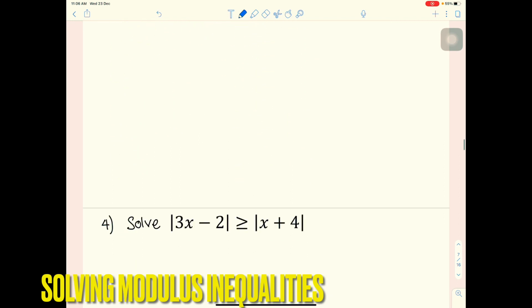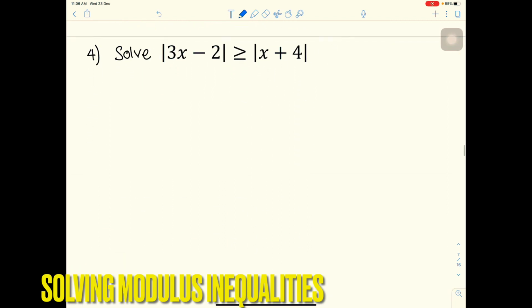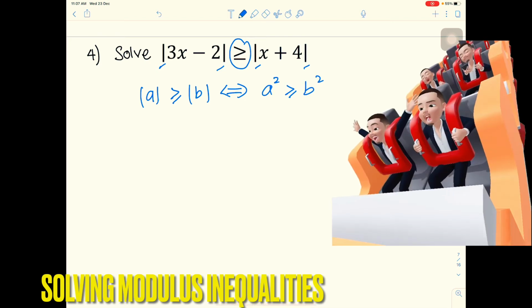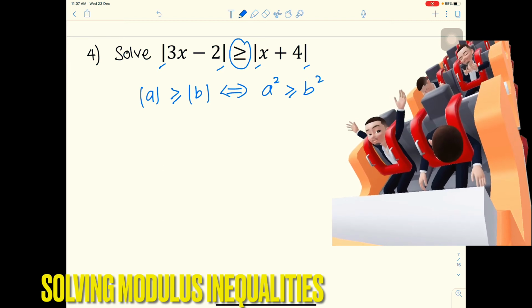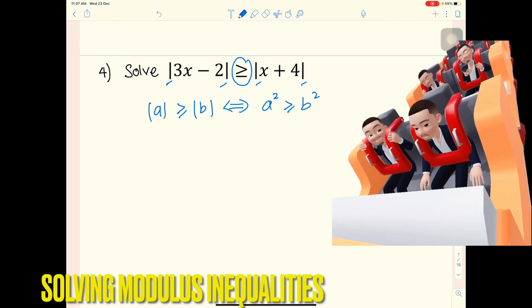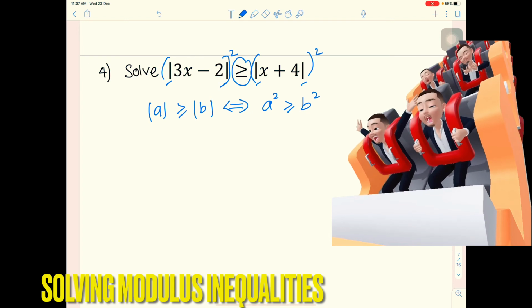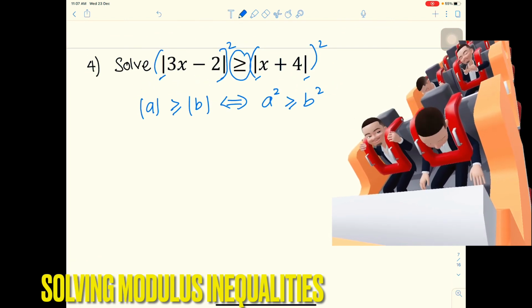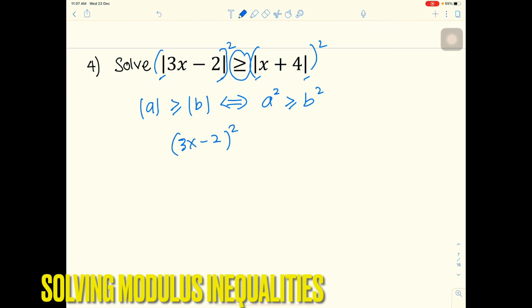Okay, so now let's discuss number 4. Because both sides are modulus and it is greater than, we use the same method. So a modulus greater than or equal to b modulus becomes a squared greater than or equal to b squared, and then solve the inequality. When we square both sides, the modulus disappears. So 3x minus 2 squared greater than or equal to x plus 4 squared.